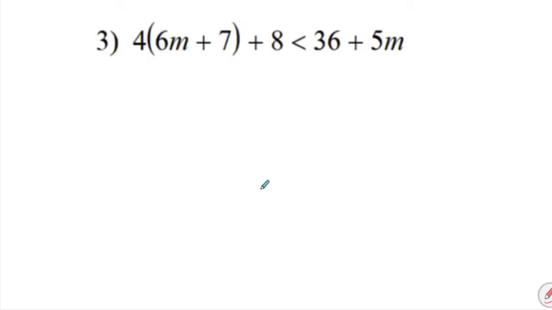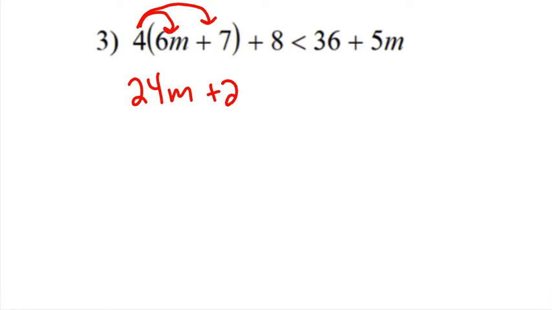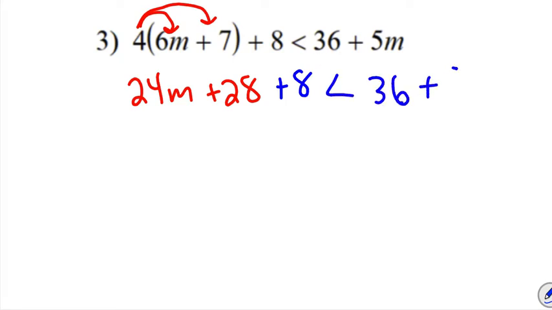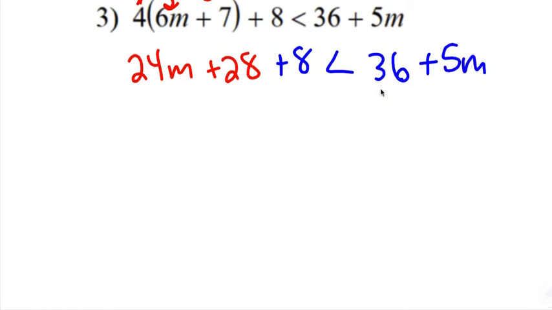Next, again, same thing here. We have parentheses, which means distributive property. So I will take the 4 and distribute this through. 4 times 6m is 24m. 4 times 7 is 28. And then I will rewrite the rest of this. I have a plus 8 is less than, and my right-hand side, I cannot do anything with this just yet. I will start moving stuff around eventually, but not right now.